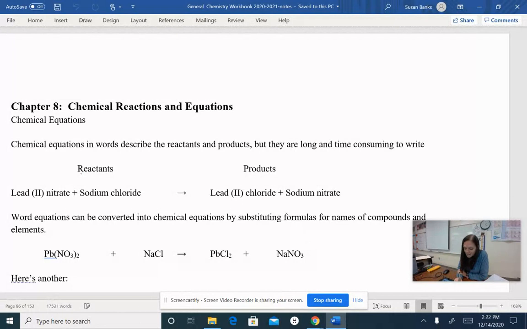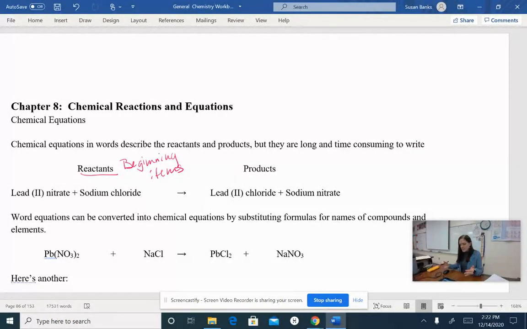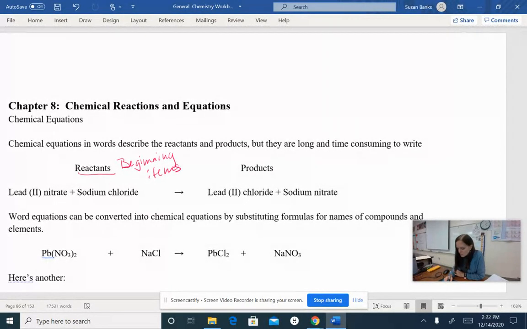So our reactants, let's start with that. They're the things that we start out with. These are our beginning items. They're the items that we start out with. And the products are what we have once the reaction is done. So these are the things that we end with.